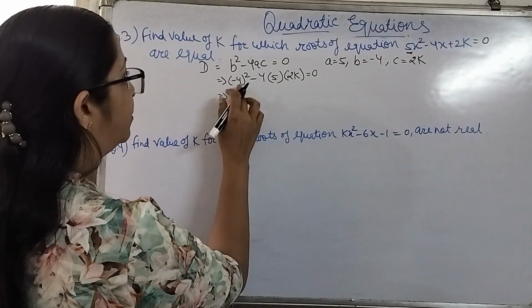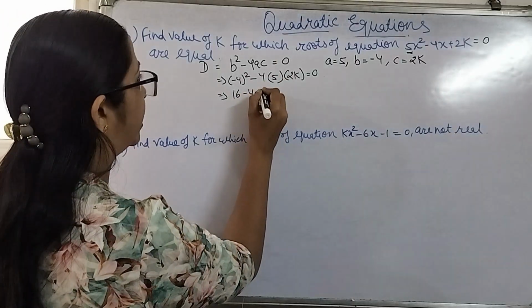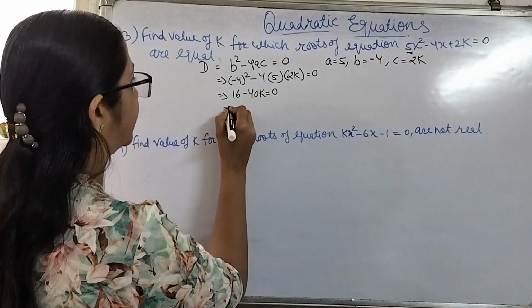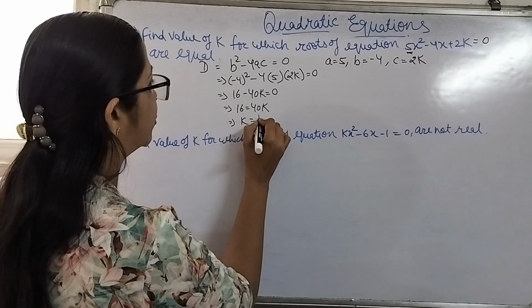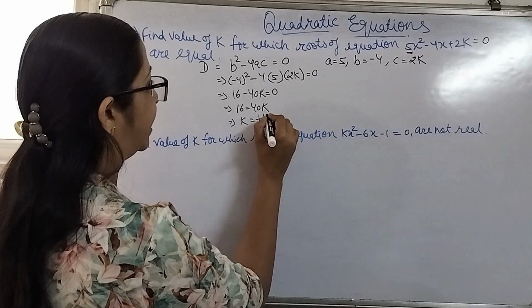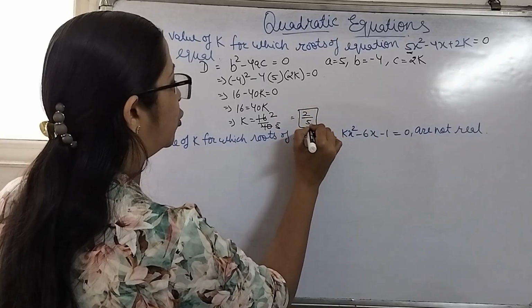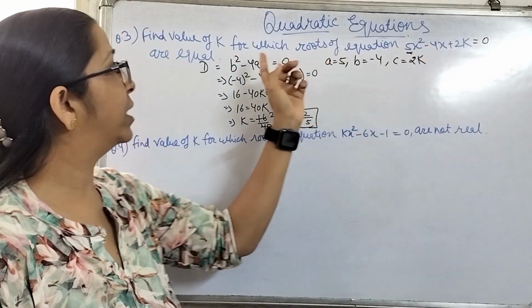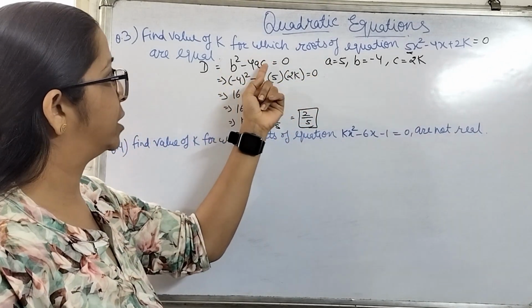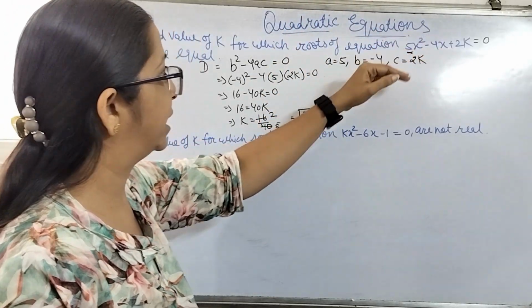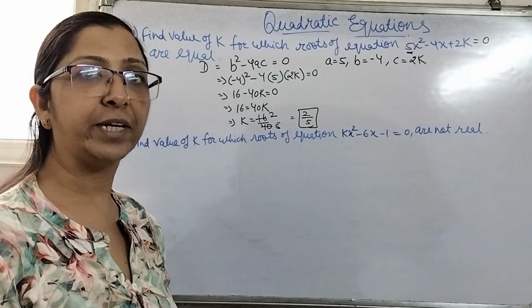So we can solve it further. Minus 4 square will be 16, minus 4 times 5 is 20, 20 into 2 will be 40k, equal to 0, or we can say 16 is equal to 40k, or k is equal to 16 upon 40. 8 twos are 16, 8 fives are 40. That means if the value of k is 2 by 5, then this equation will have equal roots. Hope it is clear that for equal roots, b square minus 4ac should be 0. From the equation, we took the values of a, b, c, kept them in this expression and solved further for the value of k.